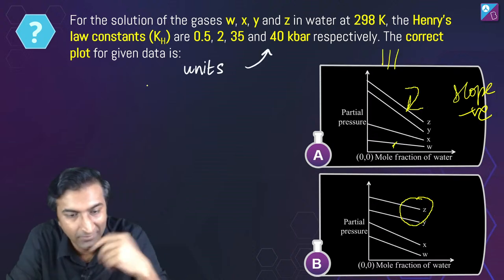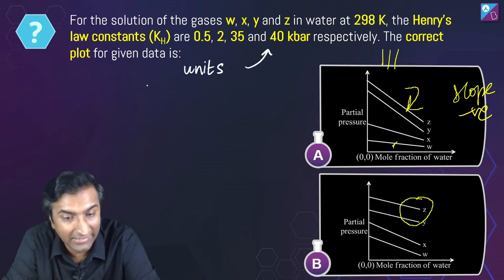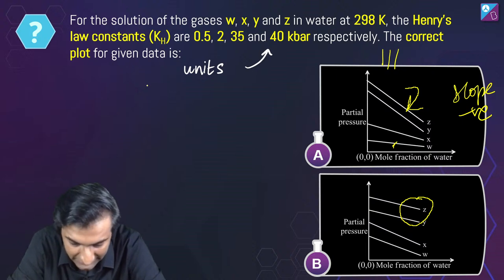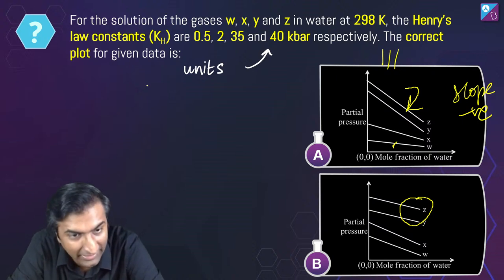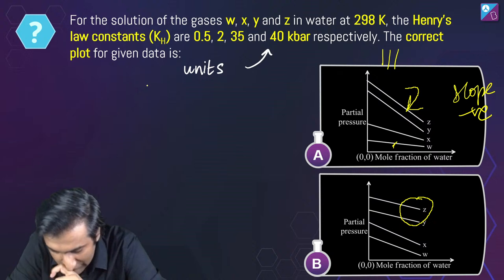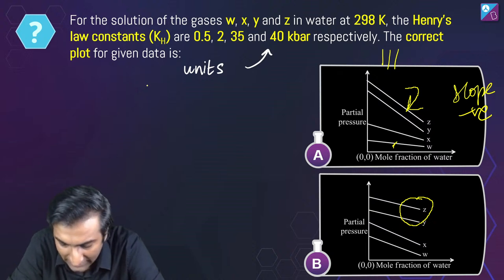This is a theoretical question. Z ka slope zyada decrease hoga. AI, I like what you're saying. Which means, why do I like what AI is saying?